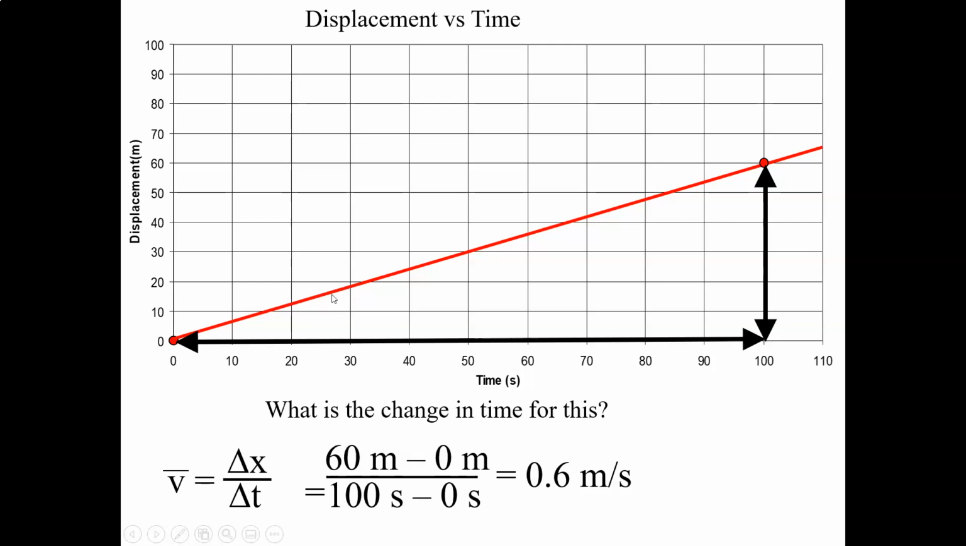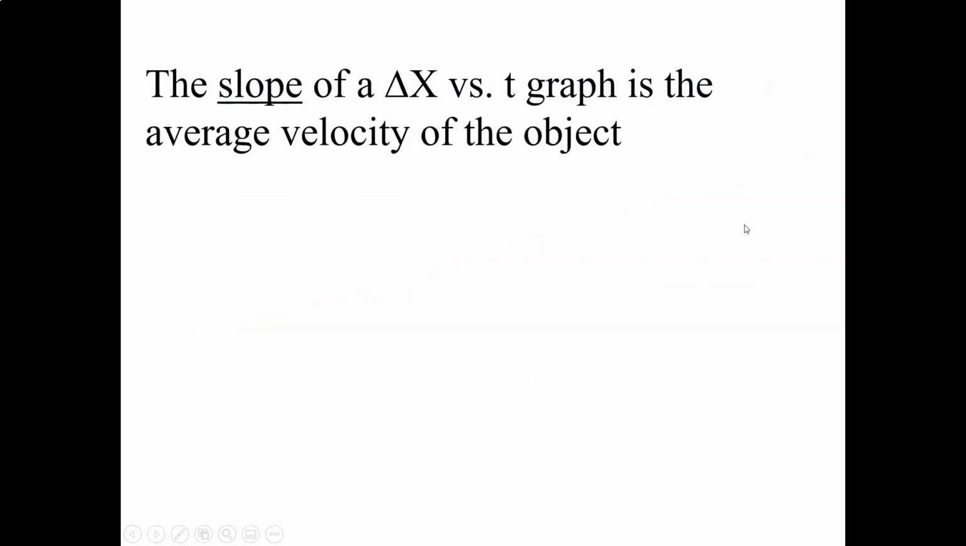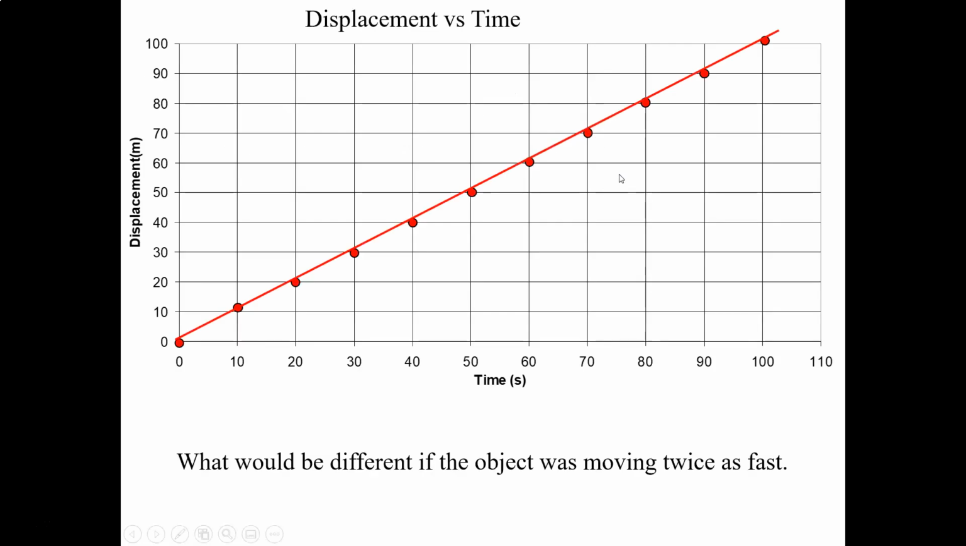One thing we said, though, was if it's moving at a constant speed, then its average velocity is the same as its instantaneous velocity. So its speed along the whole line is equal to 0.6 meters per second. Now, I want you to think about what we just calculated. We basically calculated the rise, which was 60 meters, and divided by the run, which was 100 seconds. When we take the rise divided by the run, we calculate the slope of the line. So that's something you need to know: the slope of a displacement versus time graph is the average velocity of that object between those time frames.